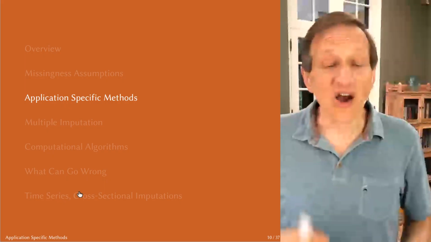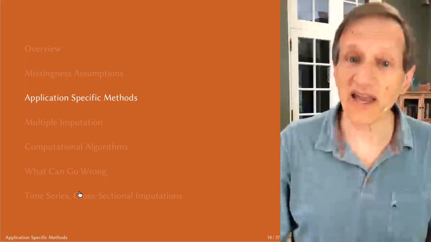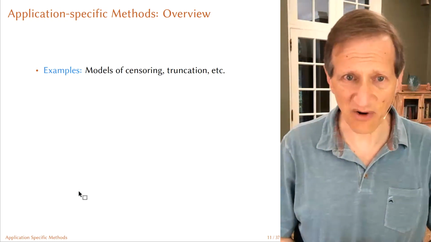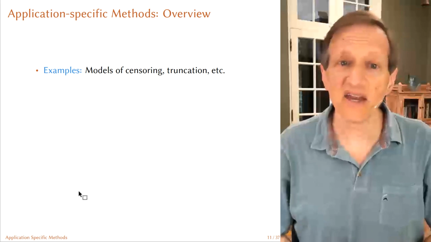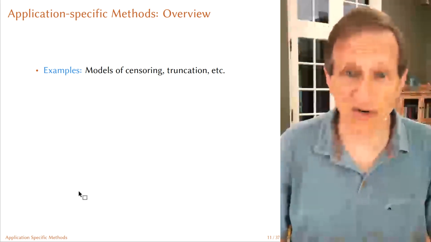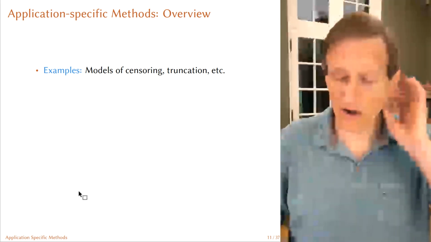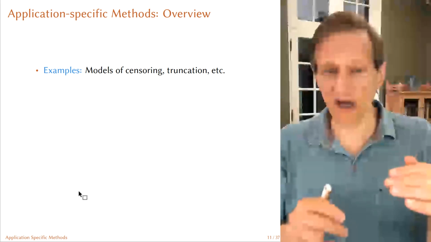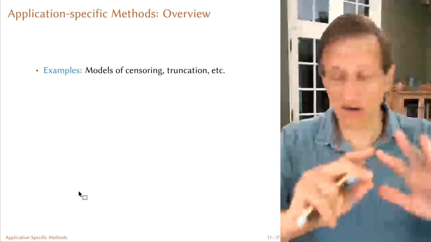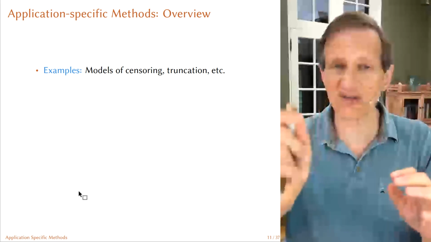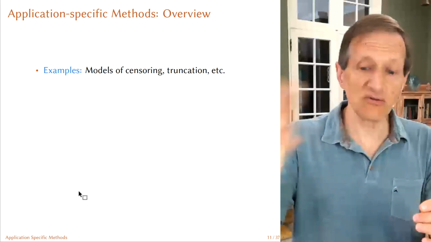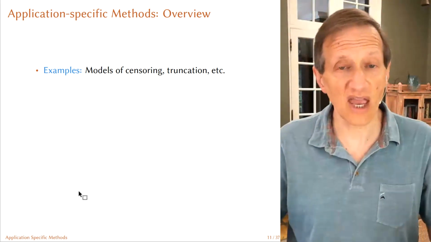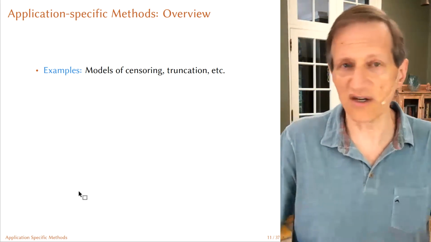Okay, all right. So now let's talk about application-specific methods. So here's a brief overview. The examples include the censoring example that I've shown you already. There's truncation, where you take the dependent variable below or above some value. You just delete it, and you don't even know it exists. So the censoring value is missing, but it's censored, so something happened to it. Truncation, the values that are truncated don't appear in the sample.